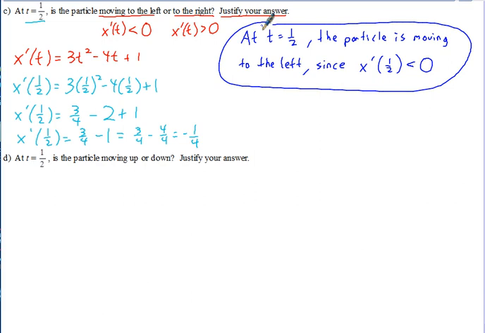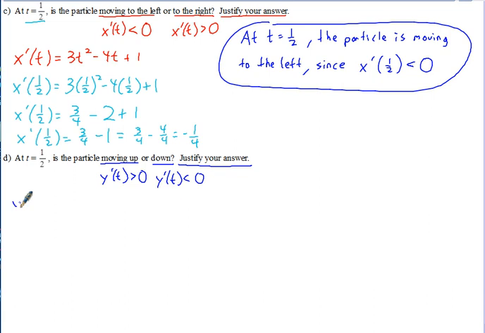Now, similar question, at this time 1/2, is the particle moving up or down? Well, if you want to know vertical direction, and then we're going to justify our answer here, that has to do with what's happening with the y-coordinate. So we need the derivative, or essentially the velocity of the y-coordinate. So if it's moving up, the derivative or velocity of the y-coordinate would have to be positive or greater than 0. If it's moving down, the derivative or velocity of the y-coordinate would have to be less than 0.